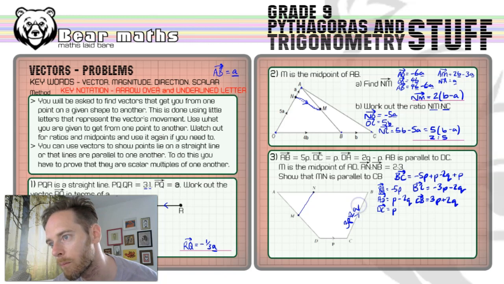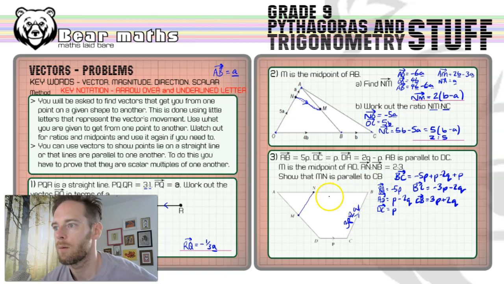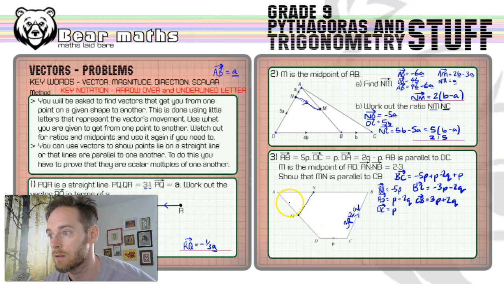Okay, so I have to rub it out. Now we need to get M to N. Well, we know M is the midpoint of AD. That's good. We can get this one relatively easily because we've got D to A, which is 2q minus p. So we know M to A. Write this one down. M to A is equal to half of D to A, which is q minus half p.